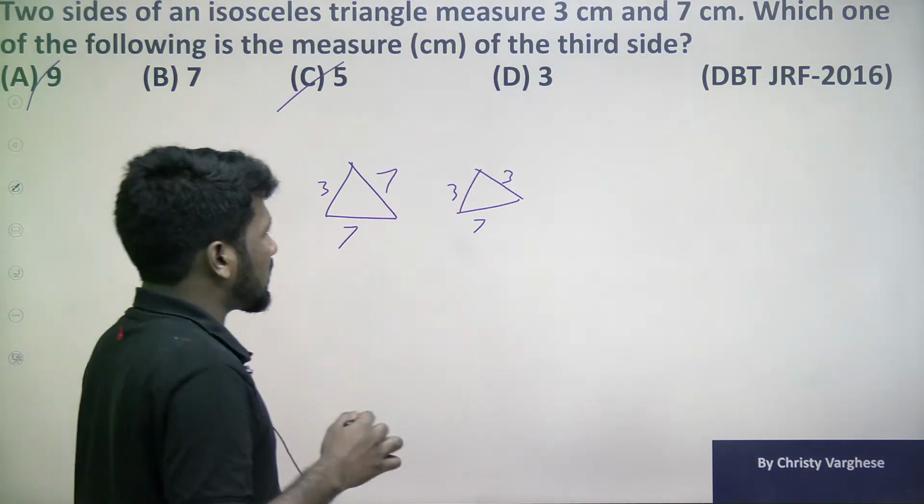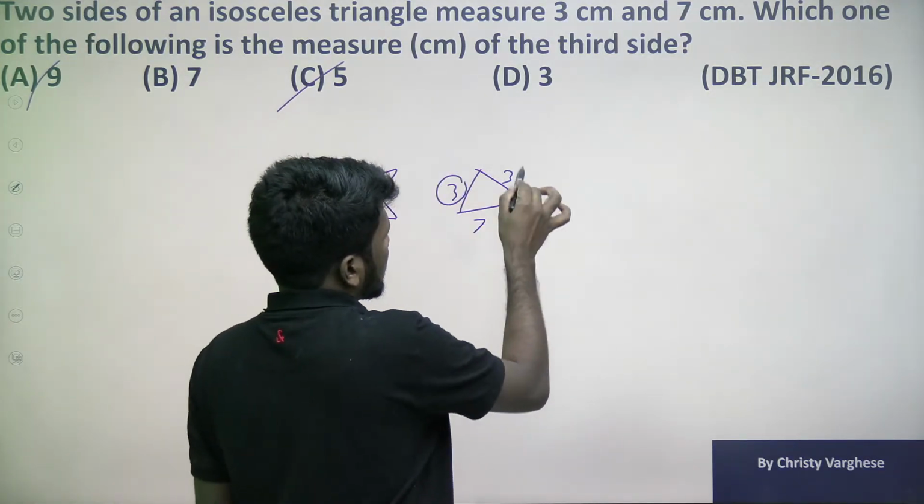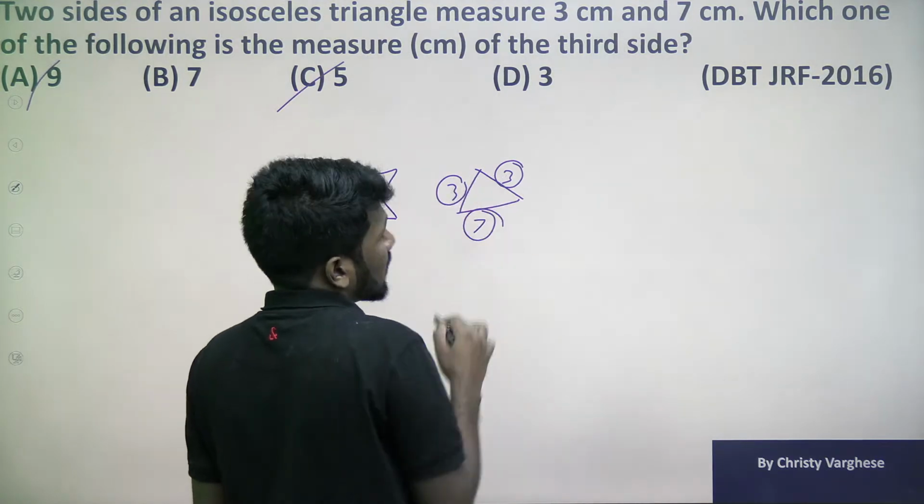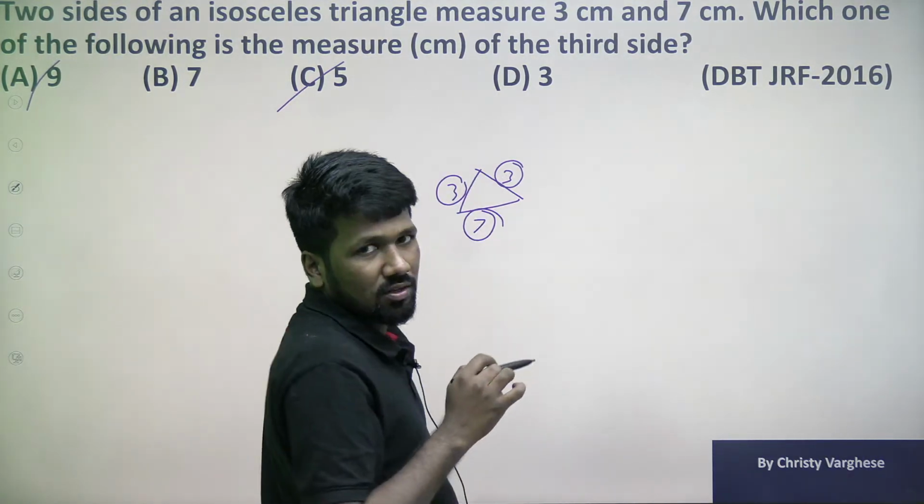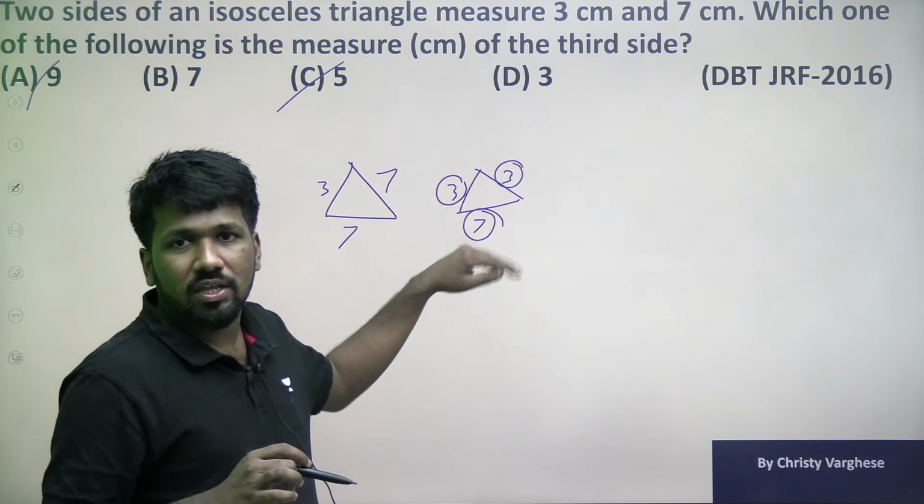3 being the third side, there is a problem. Yesterday I taught you 3 plus 3 should be more than this value. 3 plus 3 is 6. 6 is less than 7. Sum of two sides should be greater than the third side.